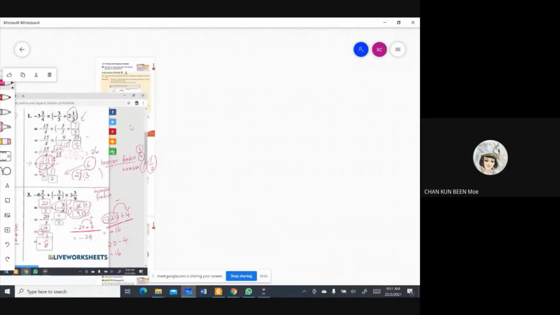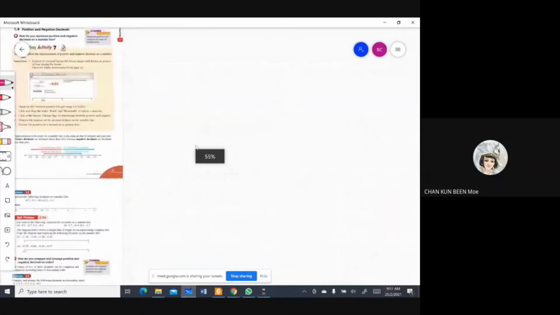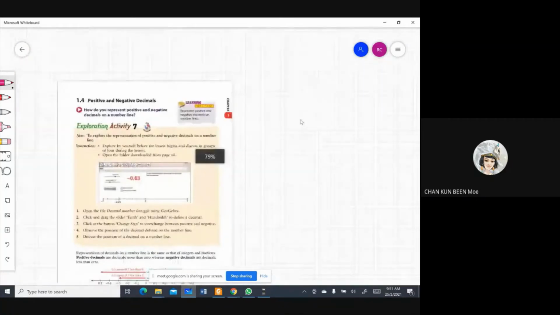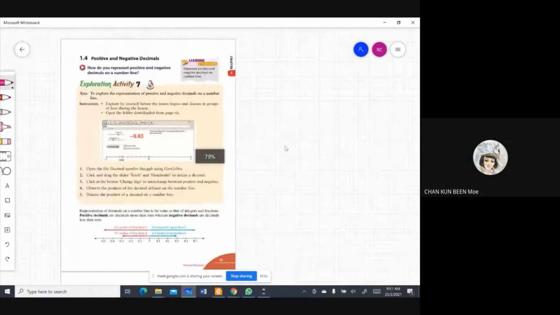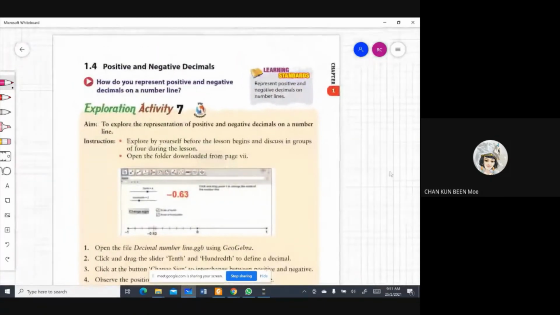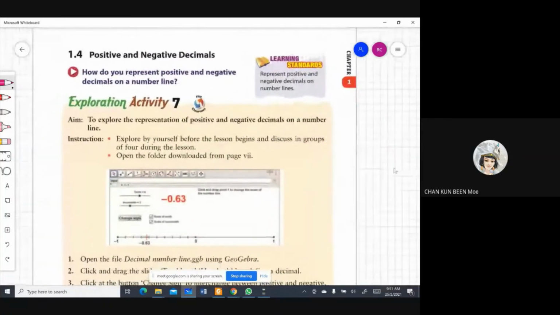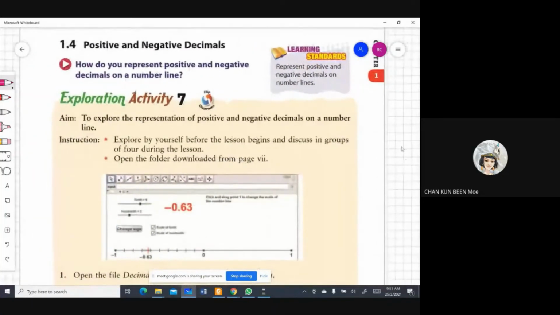Right, this is the one. If you have your book with you right now, you can turn to page 19. Okay, positive and negative decimals. Previously, you were learning about positive and negative fractions. So today, we learn decimals. If you know how to do fractions, there won't be any problem for you to do decimals.